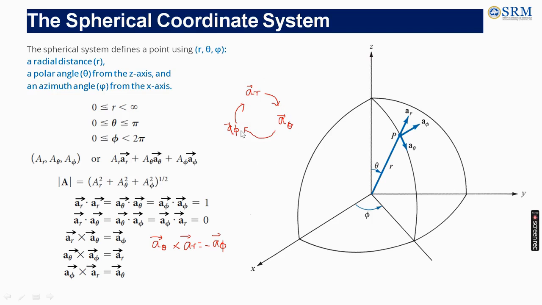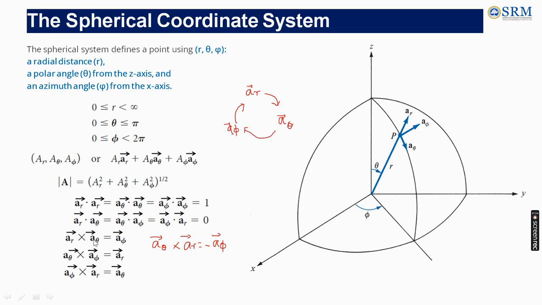Let us understand how the dot product of two vectors in spherical coordinates works. We already know that the dot product of the same unit vectors gives the result 1, along each axis, whereas the dot product of different unit vectors, such as a_r dot a theta, a theta dot a phi, or a phi dot a_r, is going to be 0.